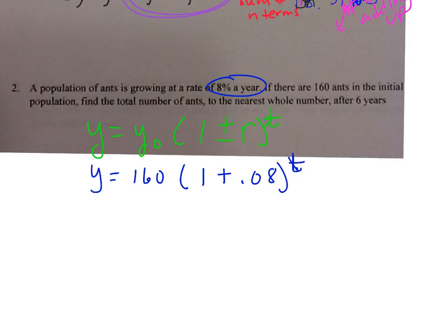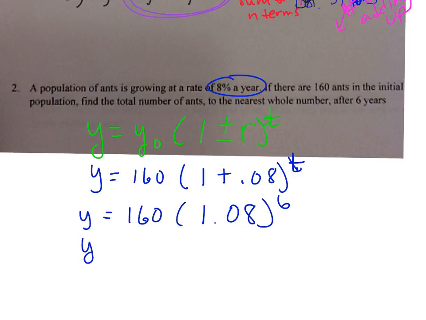This is my formula. So I'm going to have y equals 160 times 1.08 raised to the 6th power because I went in after 6 years. So y is equal to 254.